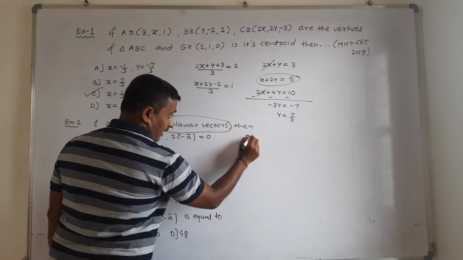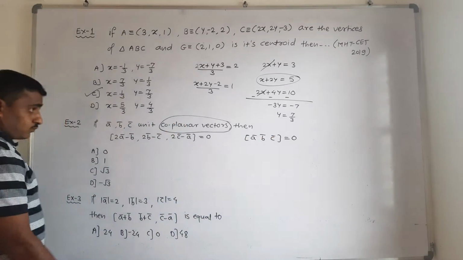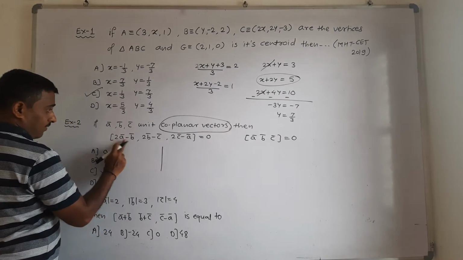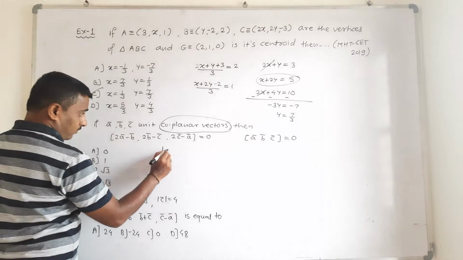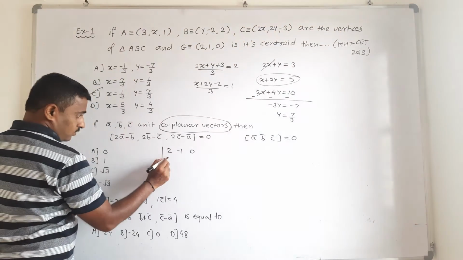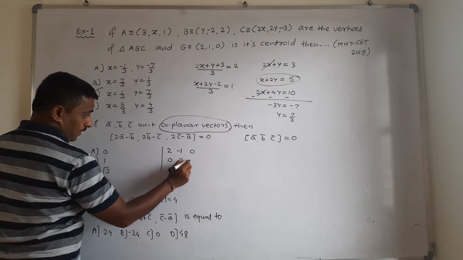Therefore, the scalar triple product of A bar, B bar, C bar is 0. That is the property. Now I write this in terms of a determinant. Here A bar, B bar, C bar is absent. Therefore, I write 2, minus 1 and 0. B bar, C bar present, 1. A bar absent. Therefore, 0, 2, minus 1.